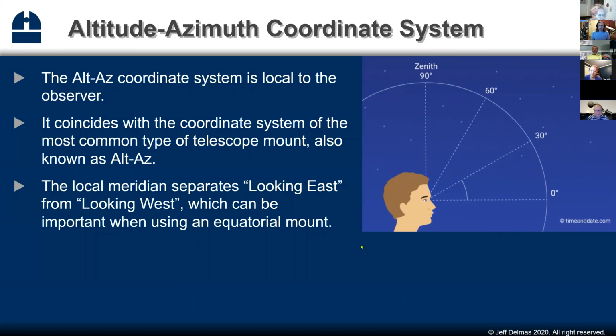Now, even when using an equatorial, or perhaps especially when using an equatorial mount, there's often a big difference between looking east and looking west. And that is based on your local meridian.